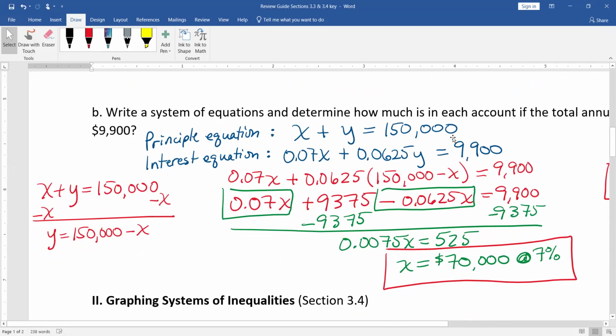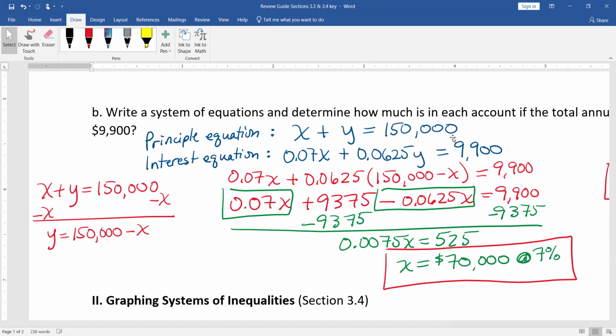So like I've said before, when we do these, typically with an interest problem, we have a principal equation and we have an interest equation. So that's what you have here. The x plus y equals 150,000. That's what the guy invested. The interest equation takes the interest we got from our table. And in this part of the problem, they told us that his total annual interest that he earned was $9,900. So that's where that came from.